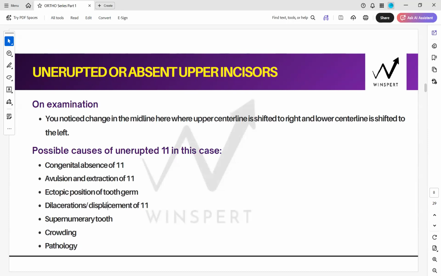Then another possible cause can be dilaceration or displacement, then supernumerary tooth. It is the most likely cause of unerupted 1-1. Do we know?